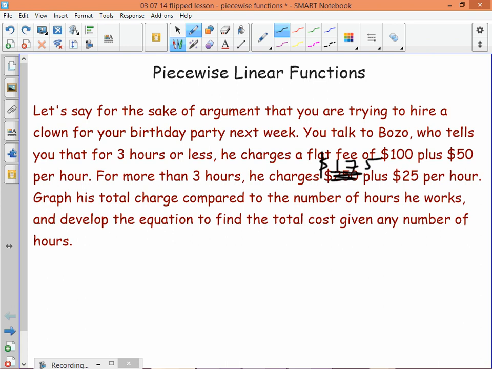All right, so what are we being asked to do? First, look at your question. Graph his total charge versus the number of hours. So there's our y-axis, there's our x-axis, number of hours, total charge. This is nothing new. And then develop the equation to find the total cost. So we're going to graph something, and we're going to find the equation for what we just graphed. The first part will be pretty easy. The second part, not quite so easy.